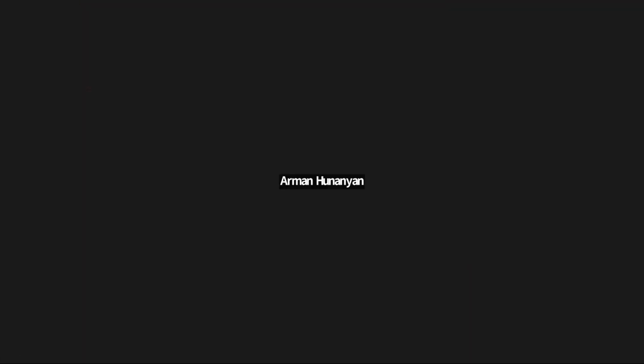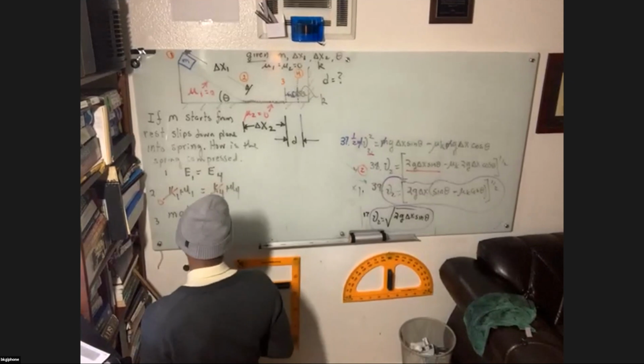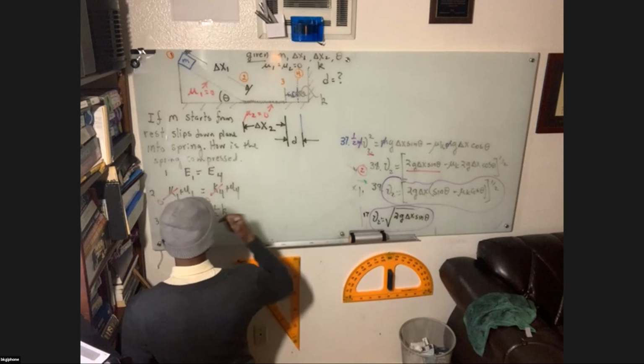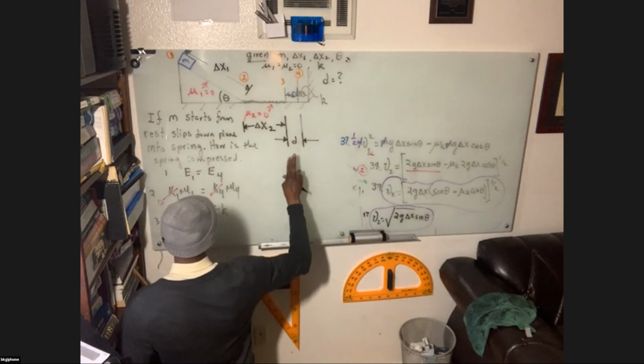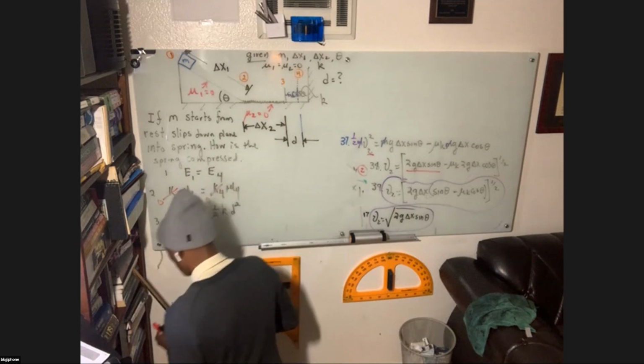Is it 1/2 times kx squared? Awesome. Yes, it's 1/2 kx squared. So that's what we have here: 1/2 k, which we know, times x squared, and the x is the amount of compression, so I'm just going to call that d. So 1/2 k d squared. That's it.